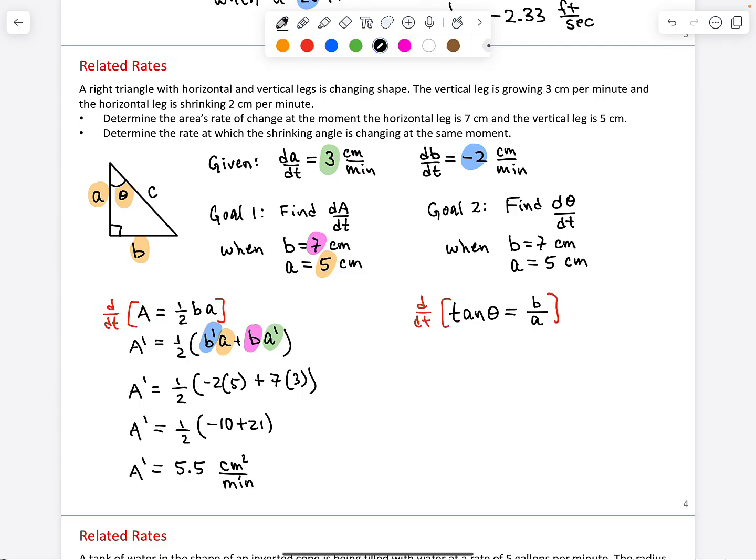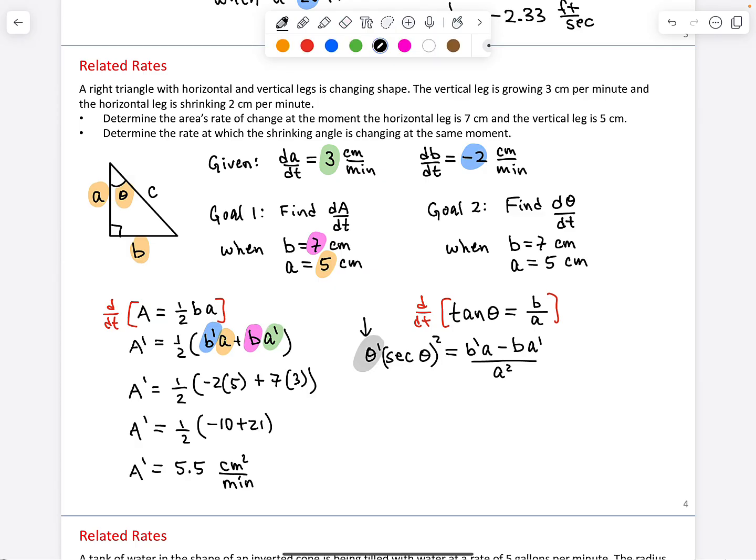Now the derivative of tangent theta will be secant squared of theta, and then chain rule times theta prime. And for the derivative of b over a, I would need to use the quotient rule. So the derivative of b times a minus b times the derivative of a, all over a squared. Keep in mind that secant squared of theta is really the secant of theta and then being squared.